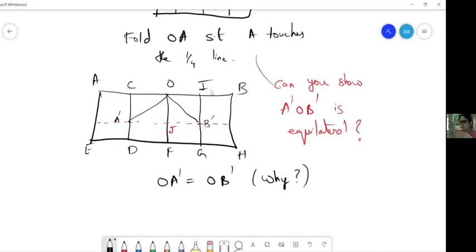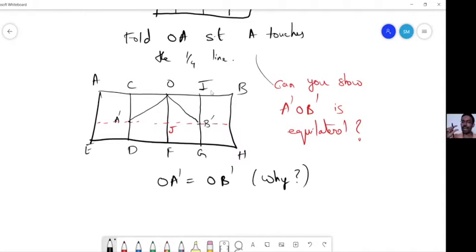Because, see, these are overlapping. Using your overlapping property, we can say these two rectangles are congruent to each other, and they are diagonals of the same rectangle. So OA dash is congruent to OB dash. Okay, symmetrical thing you are doing. Right. Or we can also say that OF bisects A dash B dash, because of the paper folding.